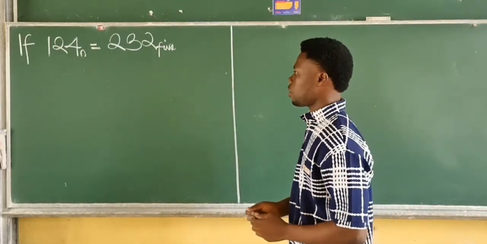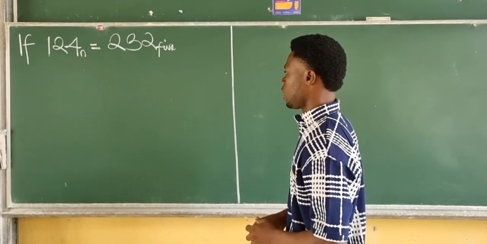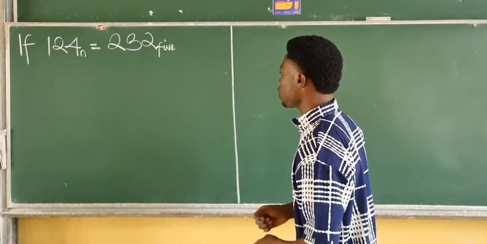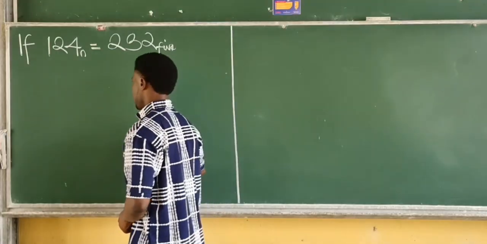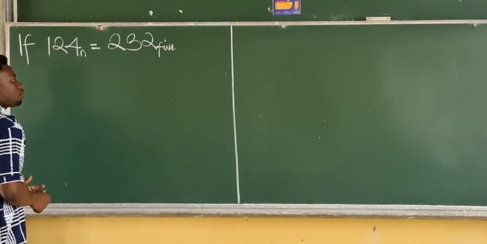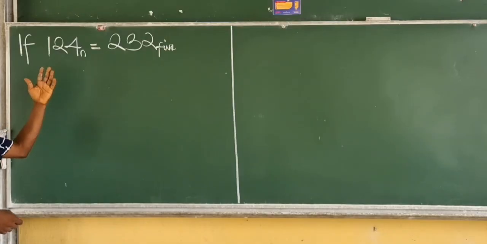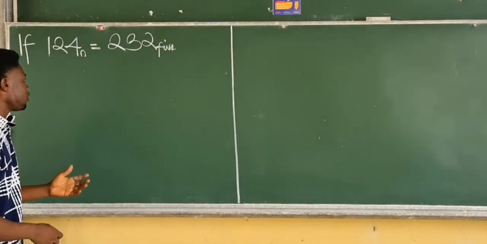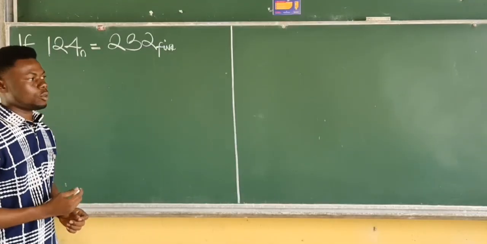Alright, let's look at how we can solve this problem on the board. If 124 in base n is equal to 232 in base 5, find the value of n. In this problem, the first thing to do is to convert the left hand side into base 10 and also convert the right hand side into base 10 before comparing the equation.